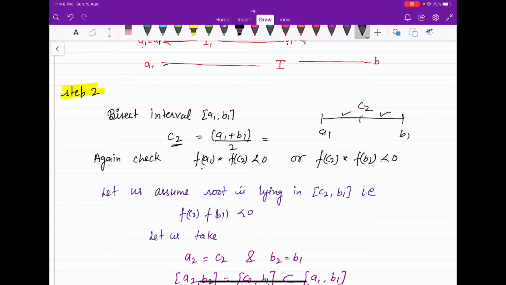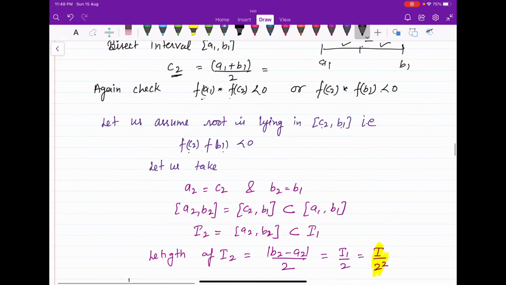So let us assume the root is lying inside the interval C2 B1. We are just assuming, because we have theoretical values, not numerical values, so it may vary according to the questions. So the root is lying inside the interval C2 B1, that is f of C2 times f of B1 is less than 0. So let us take the case A2 equal to C2 and B2 equal to B1. So we have a new interval A2 B2. We take C2 because the root is lying inside C2 B1, so C2 will be the initial point of the interval. Let us take it as A2, and B1 as B2. Understand? So this A2 B2 is the newly formed interval.